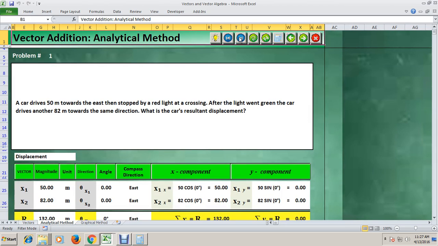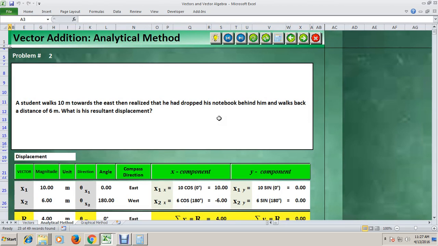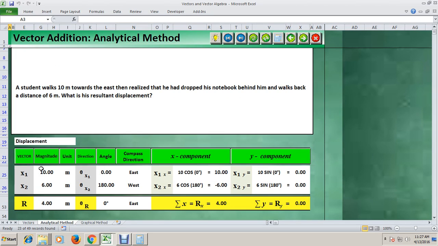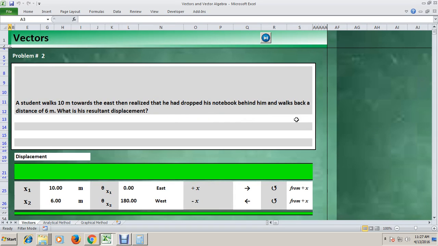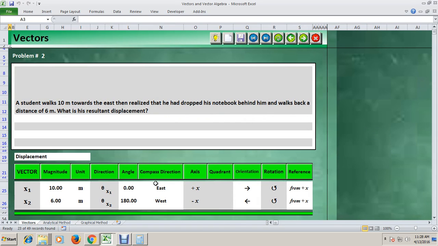Okay, so let's have problem number 2. This time, these two vectors are directed in direct opposition, one in the east direction and the other in the west direction. The difference between this problem and problem number one is that one vector is directed towards the right and the other towards the left, but both directions are measured from x. So the 0-degree angle is measured from x, and the 180-degree angle is also measured from x.